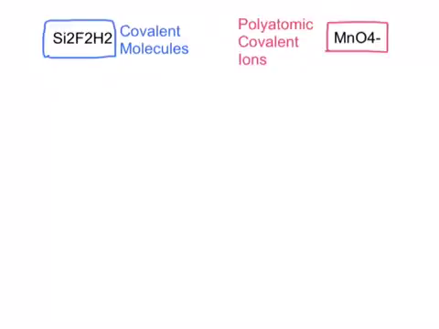Hello, this is Eric McCartney, here to teach you about covalent molecules and polyatomic covalent ions. So, a covalent molecule is two atoms that are both missing electrons in their outer shells, sharing electrons with each other to fill the outer shell to make them stable. So, for my covalent molecule example, I have silicon 2, fluorine 2, hydrogen 2.